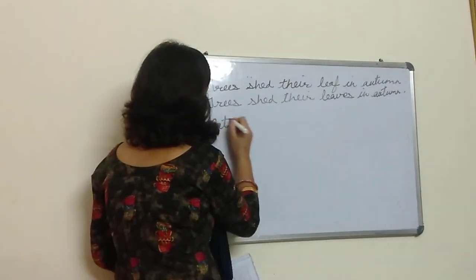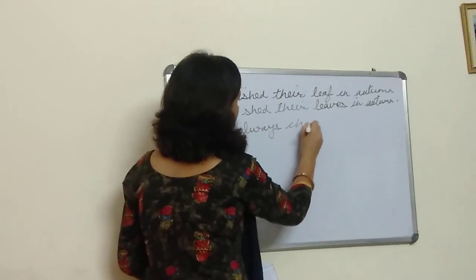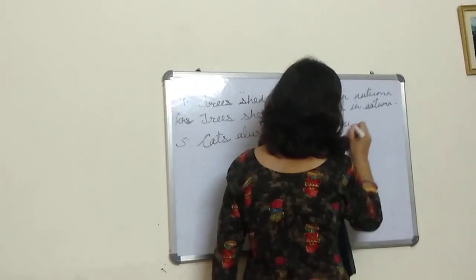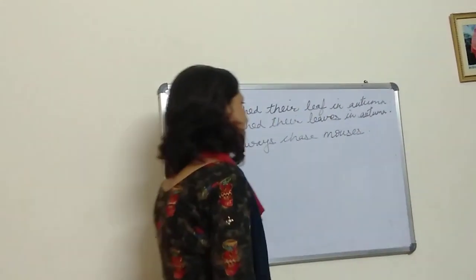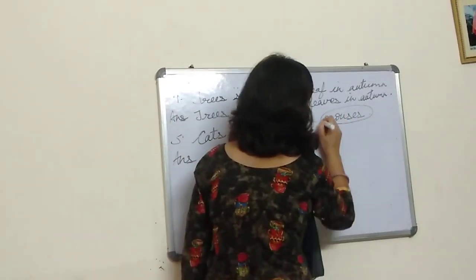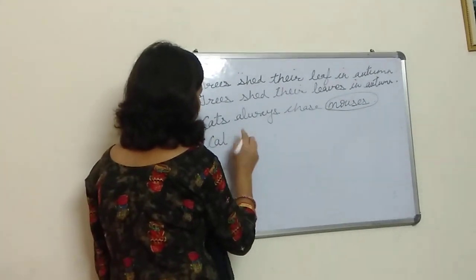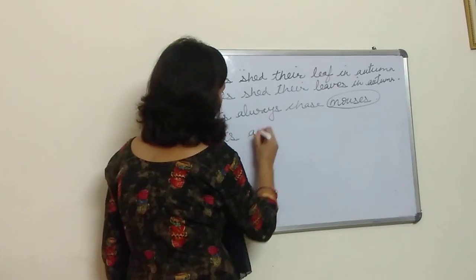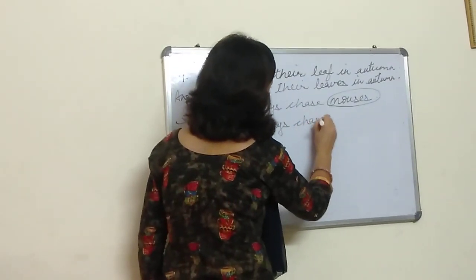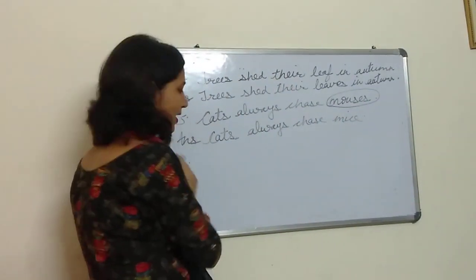Cats always chase mouses. This is an incorrect plural. Cats always chase mice. The correct plural is mice. Now the last one. This is the last.